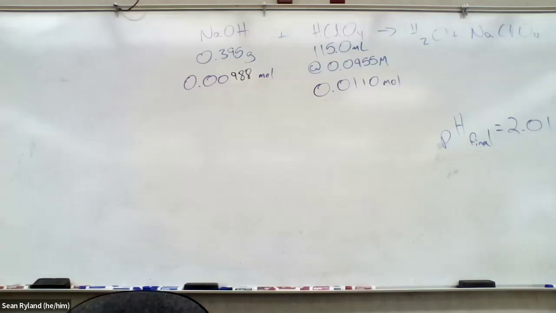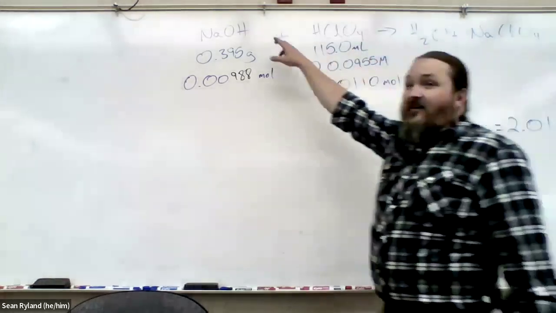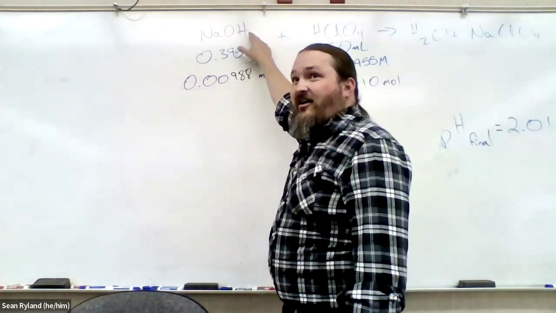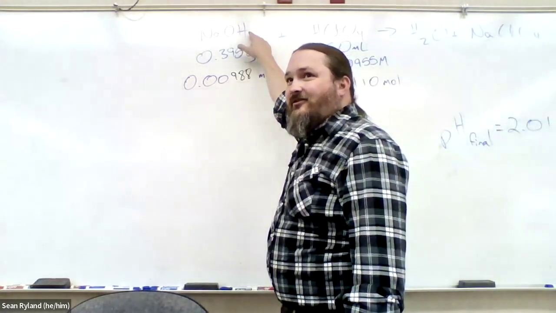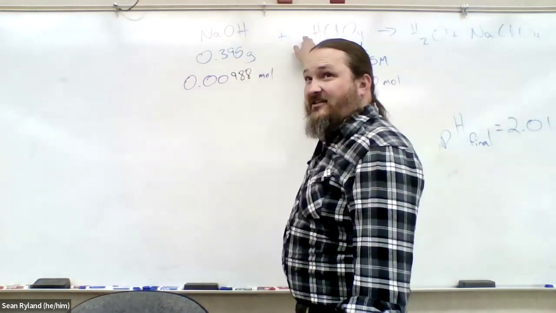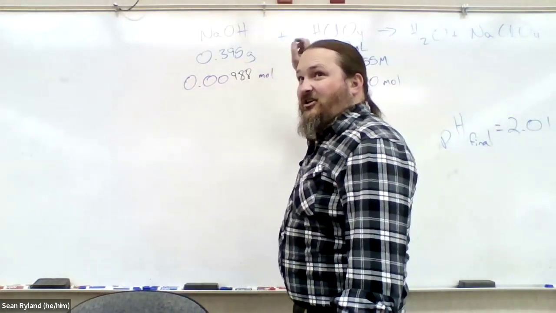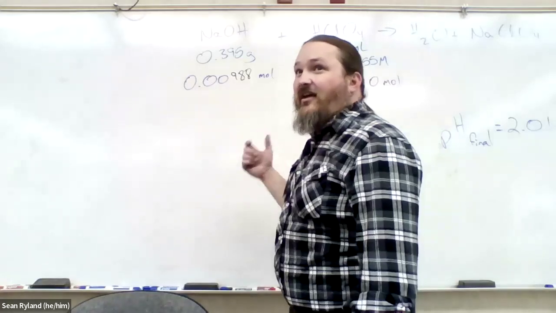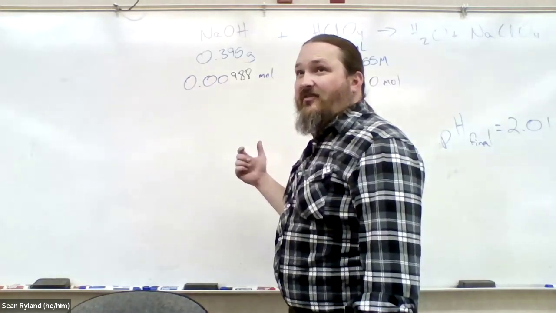How do we know that? It depends on what's left over. So if you have excess base, if this is what you have left over, then you find your hydroxide concentration and then find pOH. If you have acid left over, like we do in this case, you find out how much acid is left over and then take the negative log of that concentration.